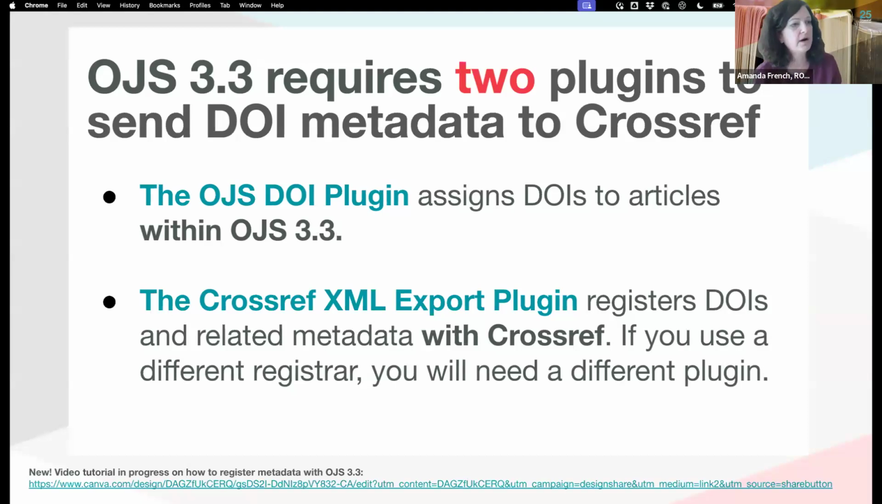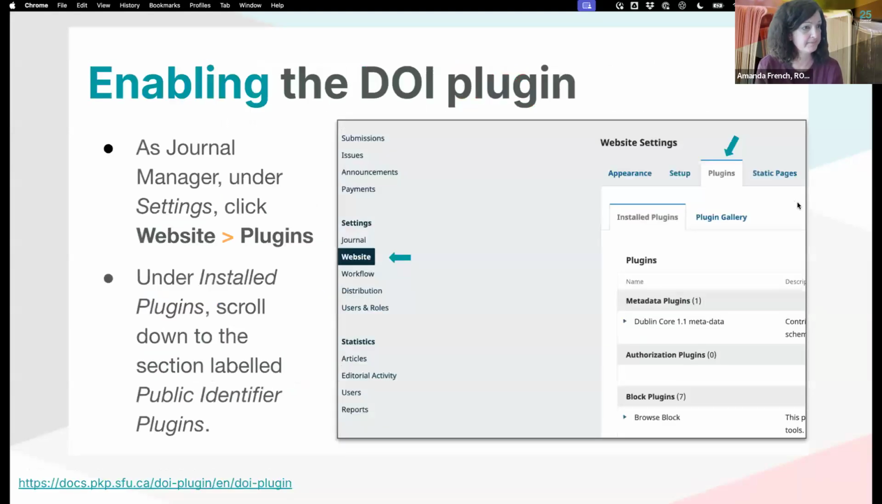But once you are a Crossref member, there are plugins within OJS that will help you send that DOI metadata to Crossref. One is called the OJS DOI plugin, which assigns DOIs to articles within OJS 3.3. The second one is called the Crossref XML export plugin, and that's the one that manages the sending of that metadata to Crossref. You can, of course, use other DOI registrars, and if you do that, you will need to use a different plugin. But assuming you are a Crossref member and that you want to register DOIs with Crossref using OJS 3.3, this is how you would do it.